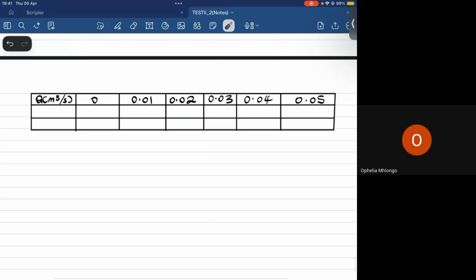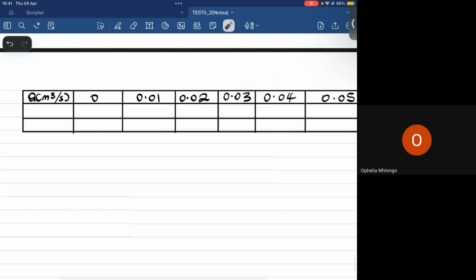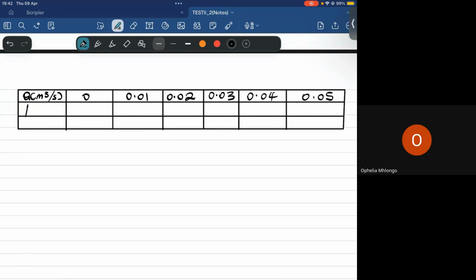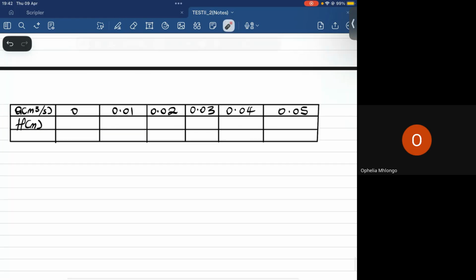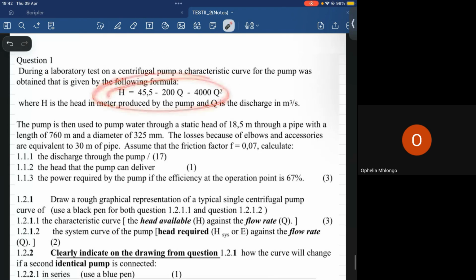So let this be my readings for the volumetric flow rate. And then from here, row number 2, I'll have the readings of the head in meters. In order for us to generate the readings of the head, or the characteristic curve, we'll be using this equation provided here.